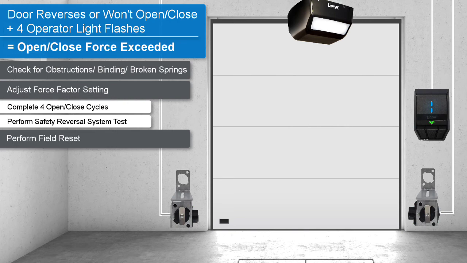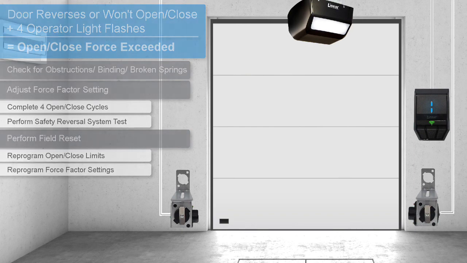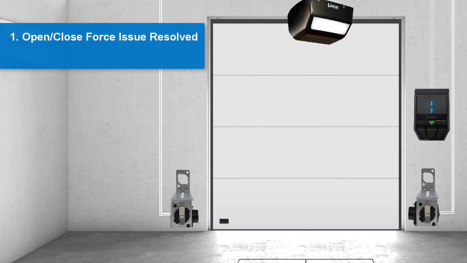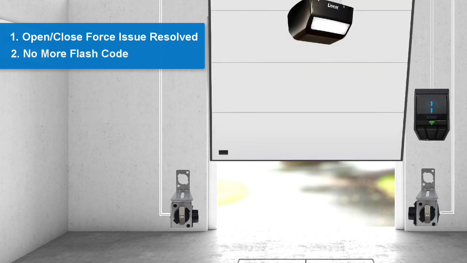After you perform a field reset, you'll need to reprogram the open and close limits and force factor settings before the opener will function again. Use the steps outlined earlier in this video to reprogram force factor settings. If you're not sure how to reprogram your door's open and close limit settings, select the video link shown on screen. Once you resolve the open and close force issue, the garage door should easily open and close free of any flash code.